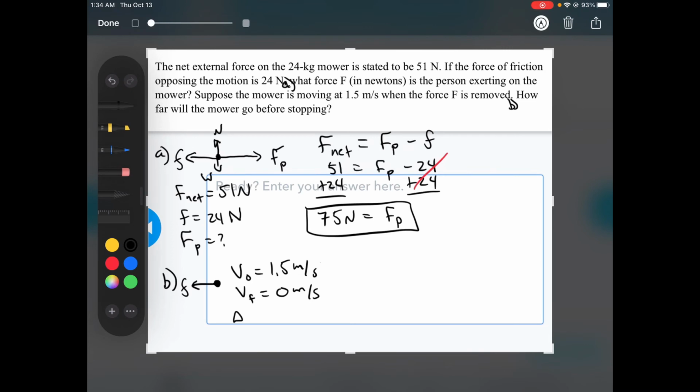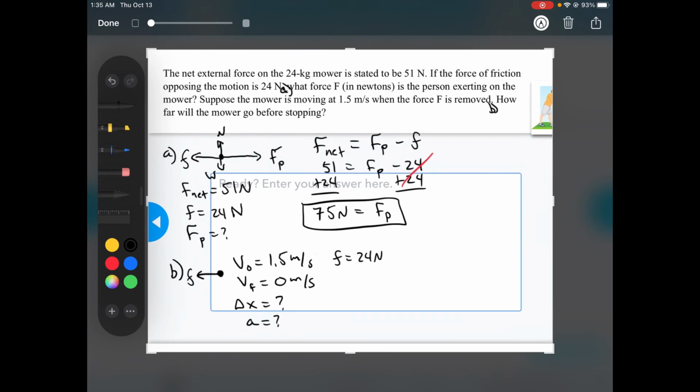We're looking for displacement. We need to figure out one other thing, though. We need to figure out the acceleration, because we don't know that, but we do know that frictional force is 24 newtons. And that's also now the net force acting on it. So our acceleration has changed from what it was on the previous problem.